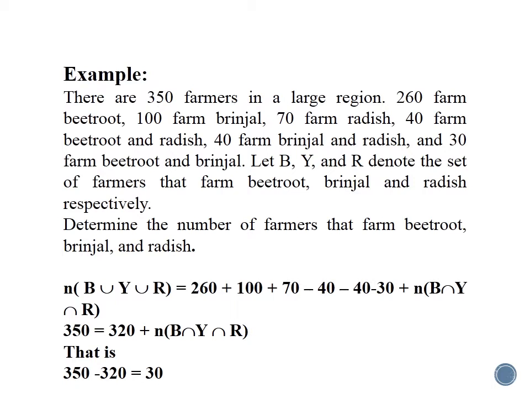Okay, now we have to find the number of persons farming beetroot, brinjal and radish. So cardinality of B union Y union R, when we apply the principle of inclusion and exclusion, we get the number of persons farming all the vegetables as 350 minus 320 equals 30.